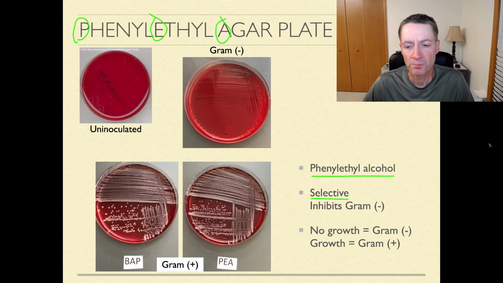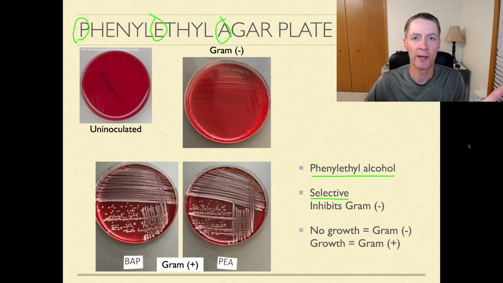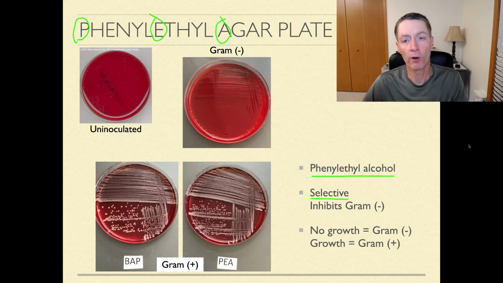All right. So we've talked about complex. We'd have like TSA, lots of different stuff to allow things to grow in general. Differential, where you would have a different way of growing. Different organisms would grow differently on a plate or a medium. And now we see selective. Selective means that it's going to kill certain types of organisms and select for others.